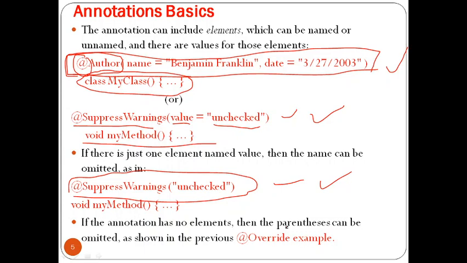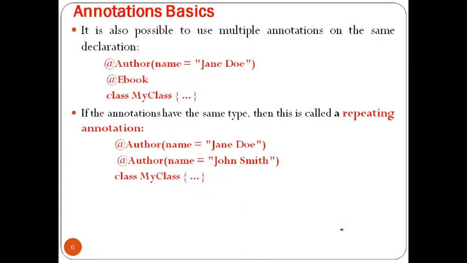Sometimes we have annotations which do not have any element at all. For example, previously we used the Java annotation called Override. Here I am not having any value. So for author I have the name and date. For SuppressWarnings I have a parameter called value. For Override I have none. So we can have annotations without parameters also.